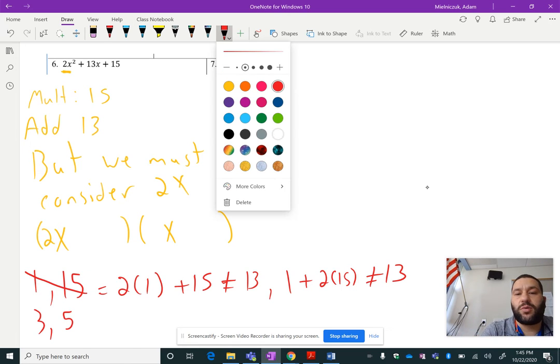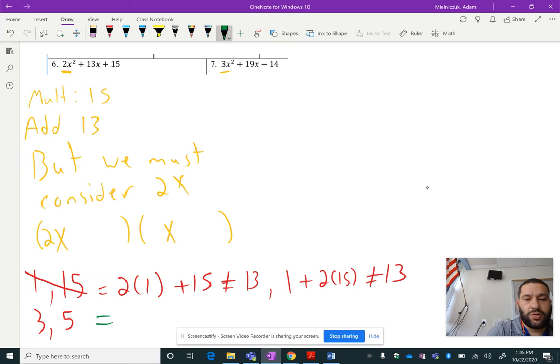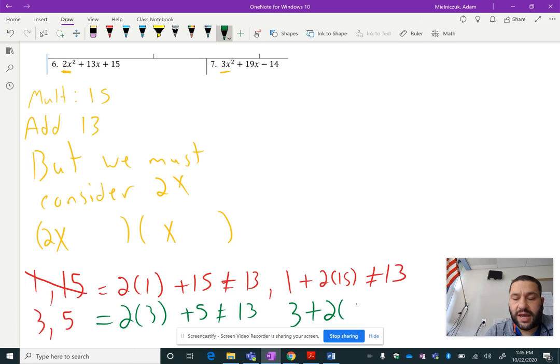Well, let's look at the second one. I could do 2 times 3 plus 5. Well, 2 times 3 is 6, plus 5 is 11, so that doesn't equal 13. So I really only have one more choice, and that choice is to do 3 plus 2 times 5. Well, 2 times 5 is 10, plus 3 does give us the 13. So we know these are the values we use, and we just have to make sure that the 2 and the 5 are on opposite sides.